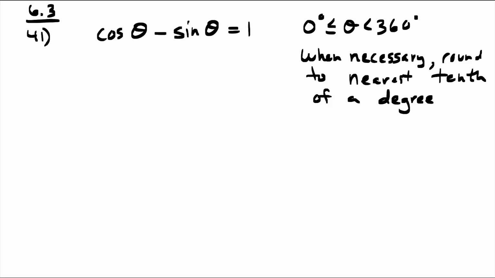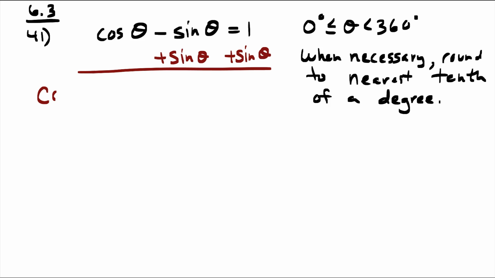So first things first, notice that cosine and sine are linear forms. It's not squared anywhere. And we have two of them. So that's our problem. Because we have two of them, and they're both linear, I won't be able to solve this. So the little trick here is to solve for one of them. So I'm going to add sine to both sides. I'm going to solve for cosine. So I'm going to have cosine theta is equal to 1 plus sine theta. Okay. So that's the first trick.